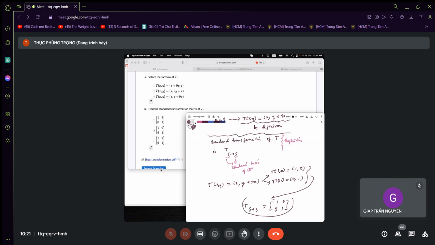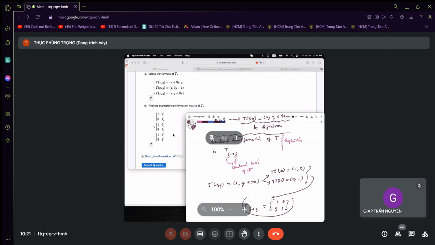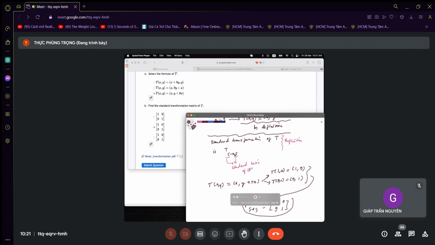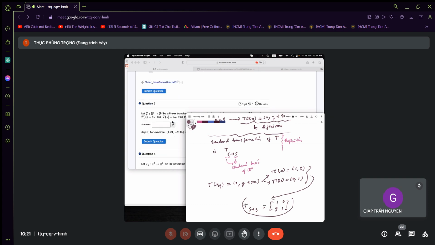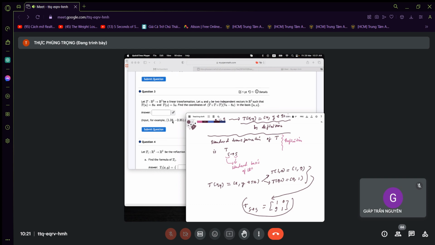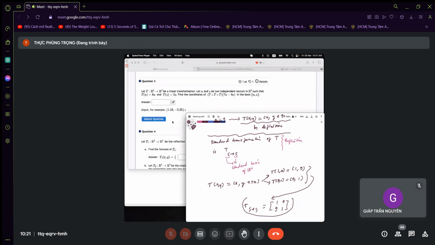Now let's go to the third question. It's a simple question. Do you remember the definition of the transformation matrix of a linear transformation? We got it from the last class. So let's do the third question. Is that right with the second question?